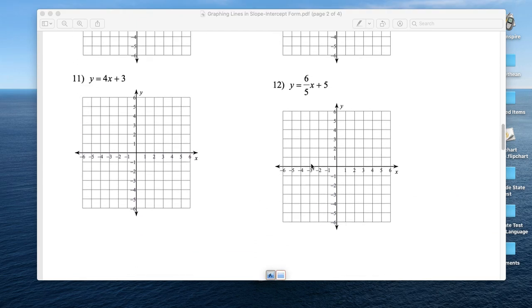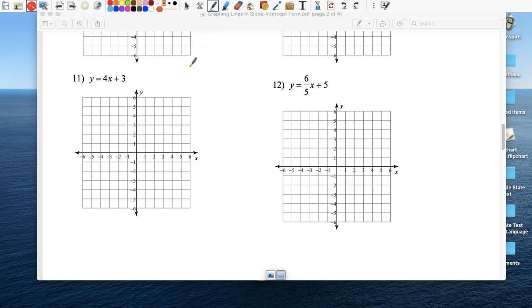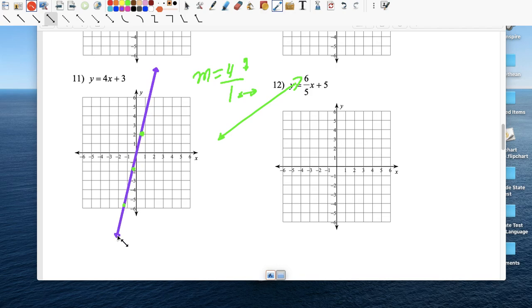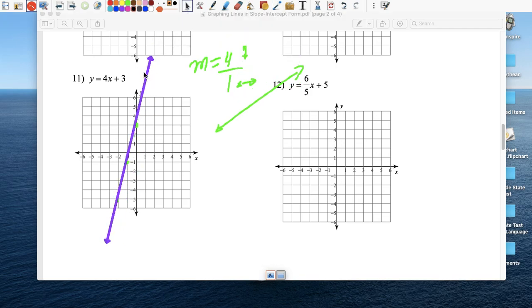Two more. Again, positive slope. Slope is 4, put it over 1. So again, up and down, you're going to go 4. Left and right, you're going to go once. And the y-intercept is 3, so right here. And your graph should look like a line going up. Let's go down because up I don't have any room. So 1, 2, 3, 4, and then 1 to the left. 1, 2, 3, 4, 1 to the left. Why to the left? Because when I connect these points, my graph should be pointing up from left to right.